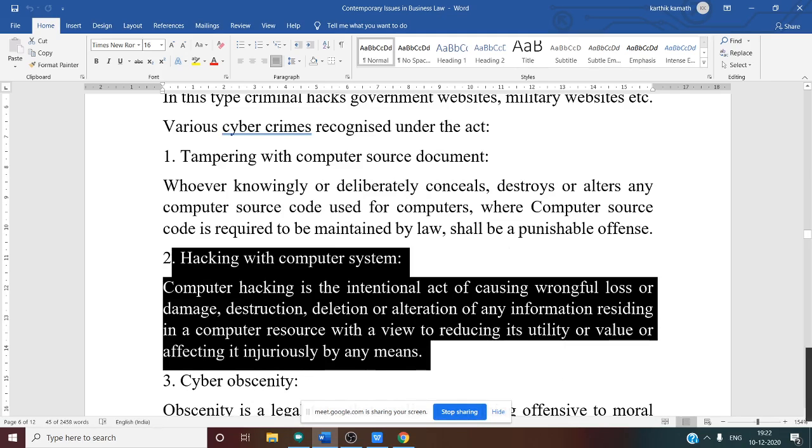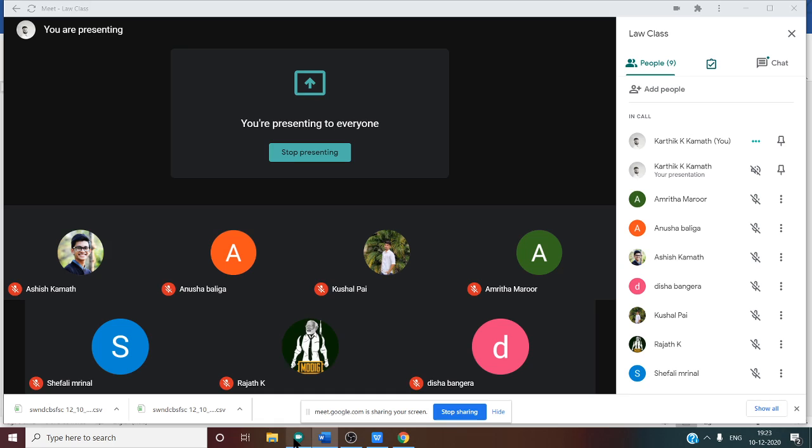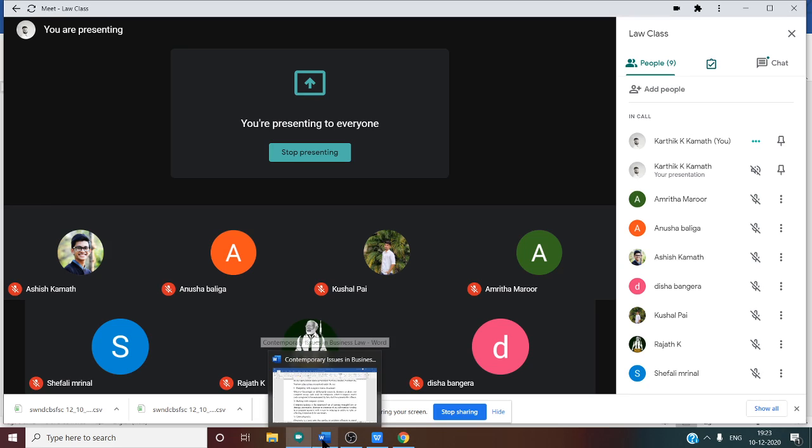Then the second one, hacking the computer system. So what do you mean by hacking? Hacking means unauthorized intrusion into the computer. That means some outsider is using some unfair means to get into your computer system. That is known as hacking.